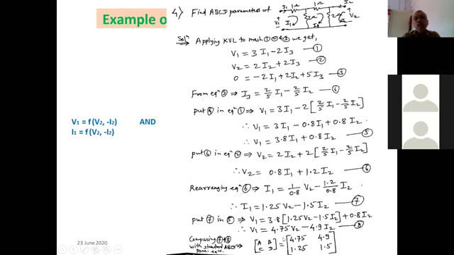Then again you can give the units. For A and D, there won't be any unit. For B, it will be ohm, and for C, it will be mho.